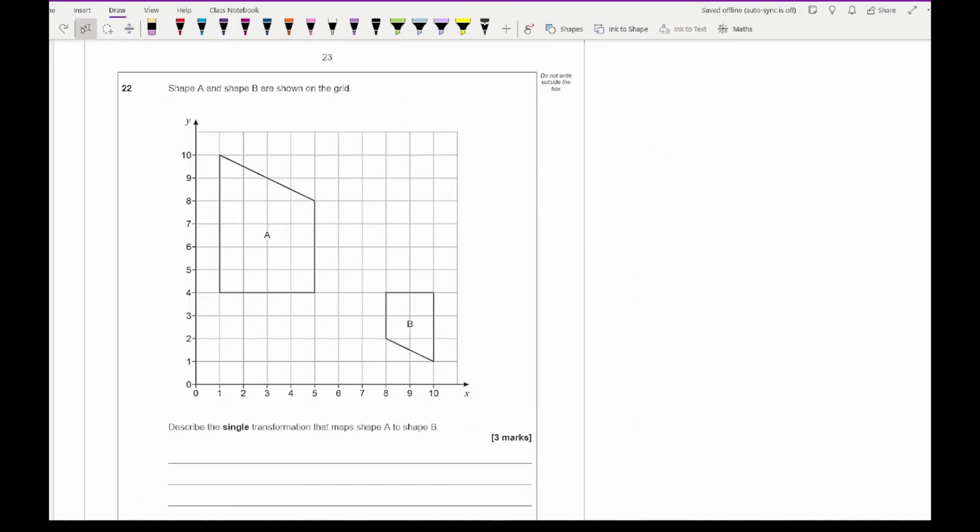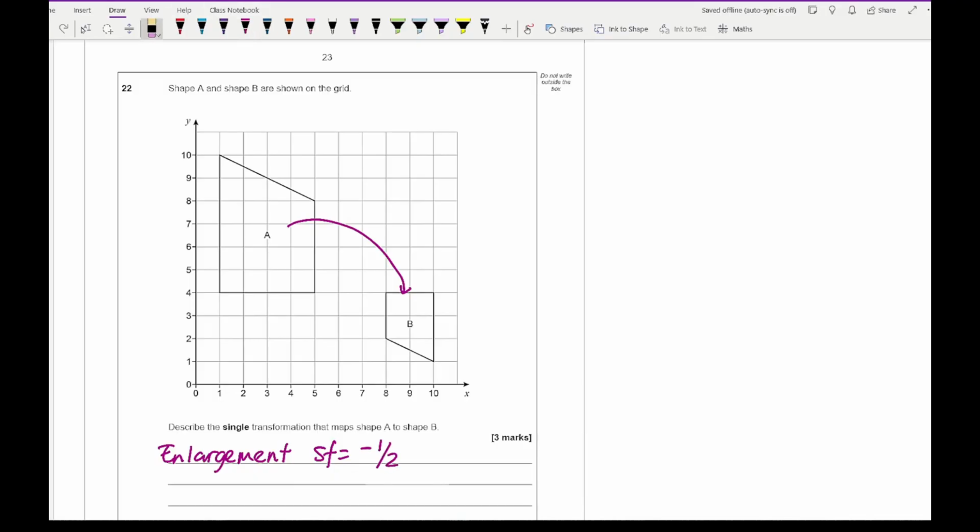Now moving on to question 22, it says shape A and shape B are shown on the grid. Describe the single transformation that maps shape A to shape B. So what we're looking for is going from this shape to this shape. Now as you can see, we've got a change in size, so it's going to be an enlargement. And as you can see, going from A to B, not only has it gone half in size, but it's also flipped. So the scale factor is going to be -1/2.